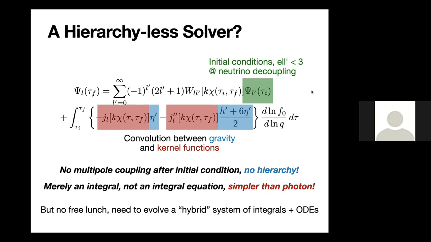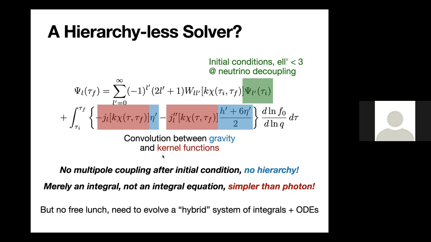So how can we use this to construct a hierarchyless solver? If we take tau i to be sufficiently early, ideally close to neutrino decoupling, then at that time the neutrino still hasn't had time to develop its higher moments yet. So we can reduce this infinite sum to only three terms, psi 0, psi 1, and psi 2. Then we can fix tau i and evolve tau f using this integral from tau i to today's conformal time. And then we evolve these equations with the rest of the system, and we can avoid the Boltzmann hierarchy. We avoid it simply because there's no multipole coupling after the initial condition. Remember, we take the initial time to be sufficiently early.